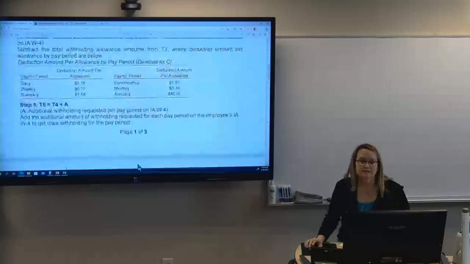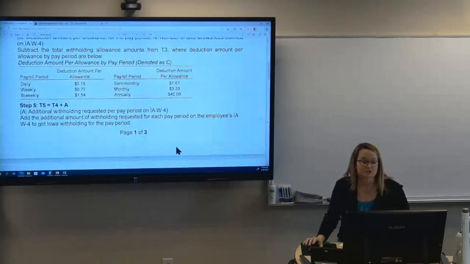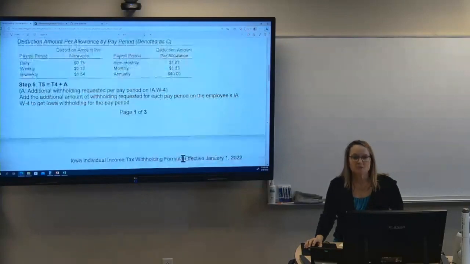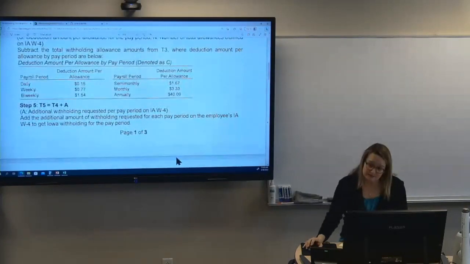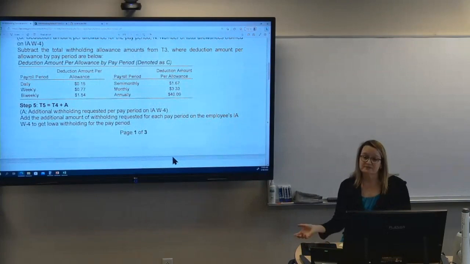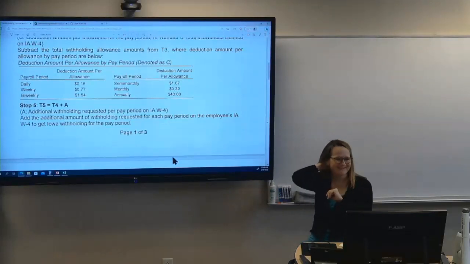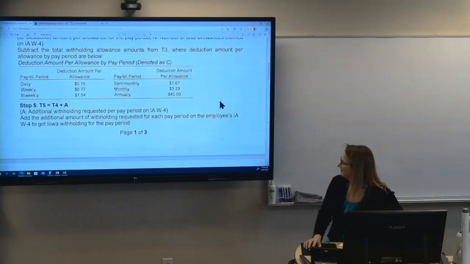Let's see, last step here, any additional withholding requested. Now we're going to add that to the amount. Okay, so fairly complex, lots of steps to it, but the instructions are fairly clear if you're careful in reading each word in the instructions.